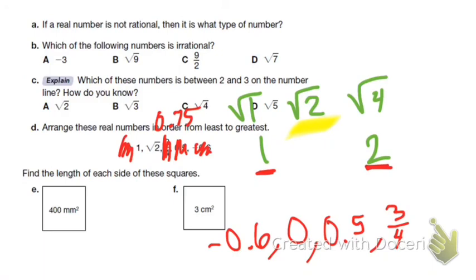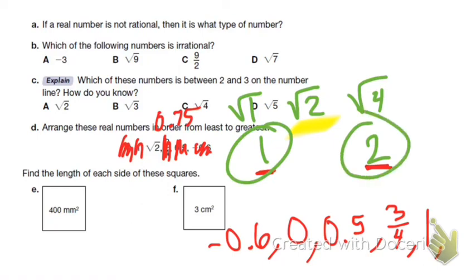Okay, and then we know it's going to be 1, and then our largest number will be the square root of 2, since we know that that number is in between 1 and 2. So this should be the order from least to greatest.